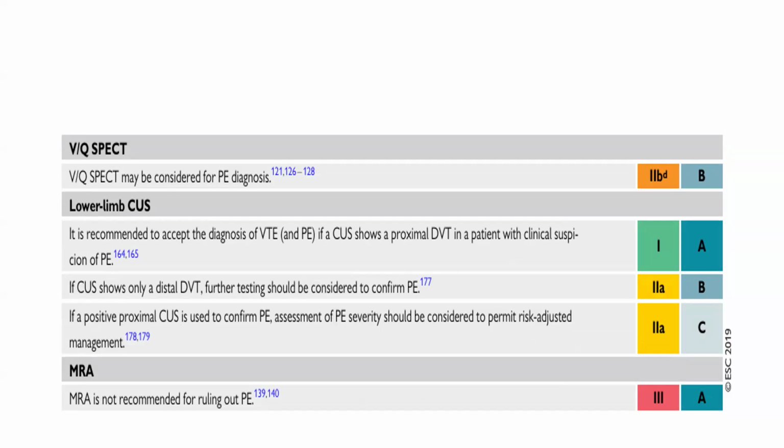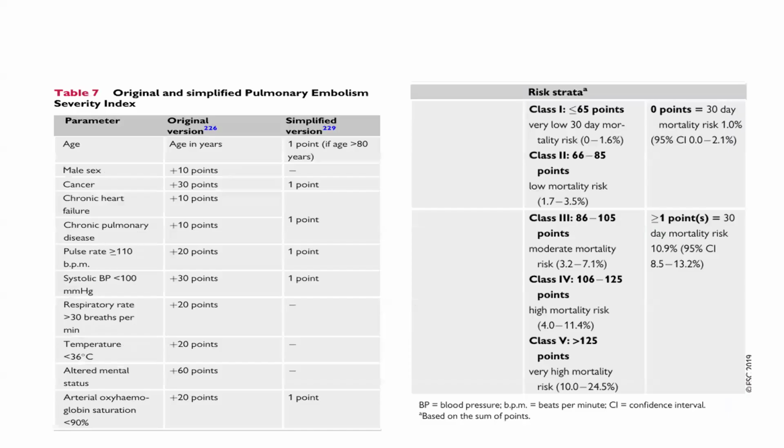Then lower limb compression ultrasonography. It is recommended to accept the diagnosis of venous thromboembolism if compression ultrasonography shows proximal DVT in patients with clinical suspicion of PE. If compression ultrasonography shows only distal DVT, further testing should be considered to confirm pulmonary embolism. If positive proximal compression ultrasonography is used to confirm PE, then assessment of PE severity should be considered to permit risk-adjusted management. MRA is not recommended for ruling out pulmonary embolism.